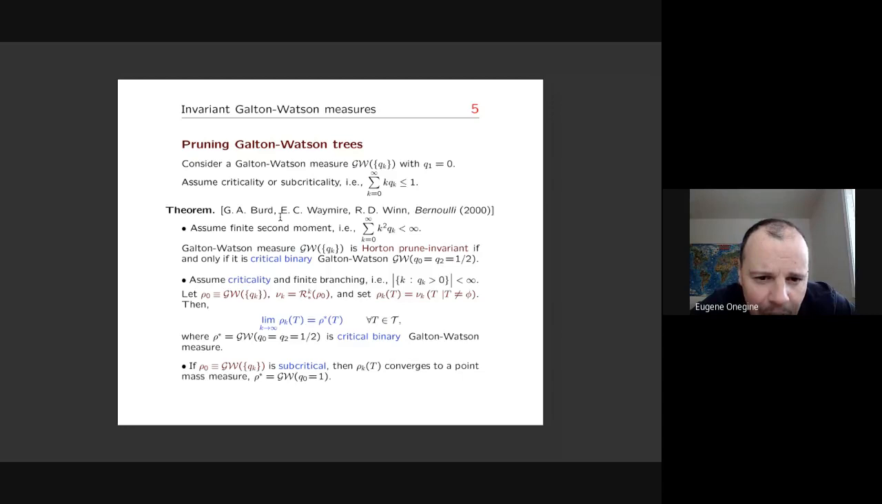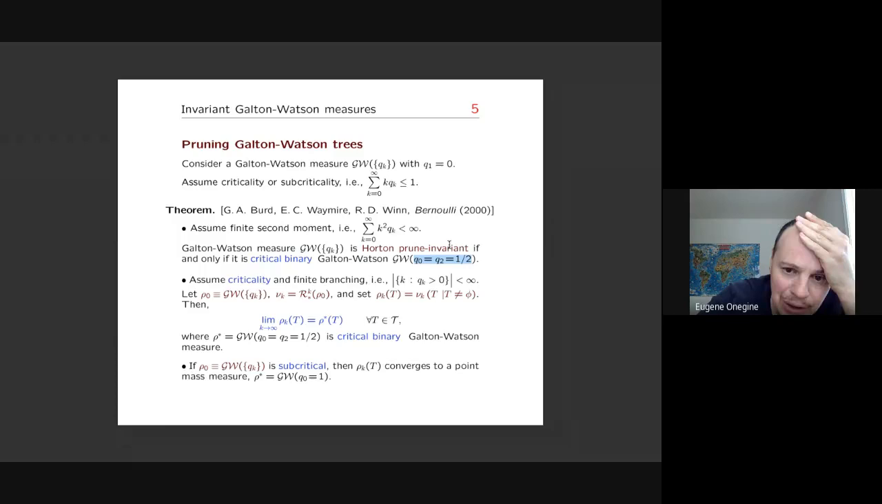So the theorem is due to Burd, Waymire, and Winn, published in 2000. First of all, it makes a very strong assumption. Assume finite second moment. Then under this assumption, of all the Galton-Watson measures, the only Horton pruning invariant one will be the critical binary Galton-Watson process. That is a process or measure where Q0 is the same as Q2, equal to 1/2. So where each time you either produce two offsprings or no offsprings. Okay?